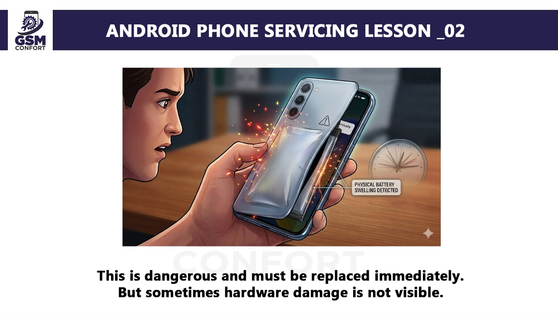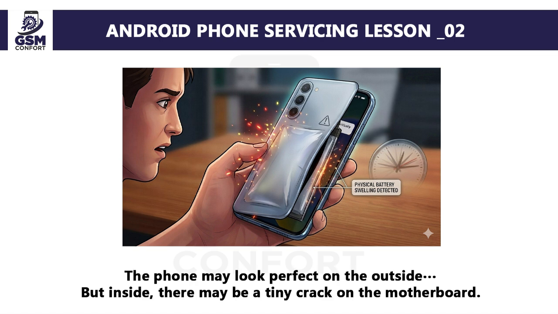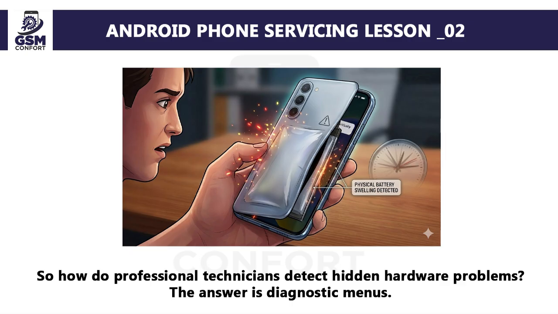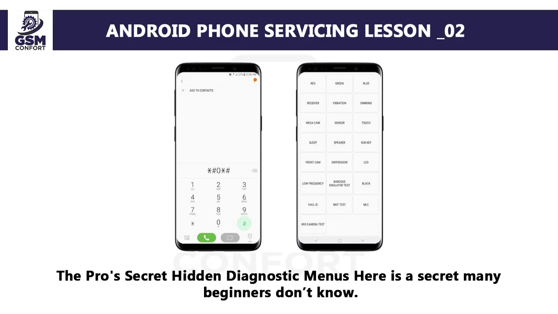But sometimes, hardware damage is not visible. The phone may look perfect on the outside, but inside, there may be a tiny crack on the motherboard. So how do professional technicians detect hidden hardware problems? The answer is diagnostic menus. The pro's secret: hidden diagnostic menus.